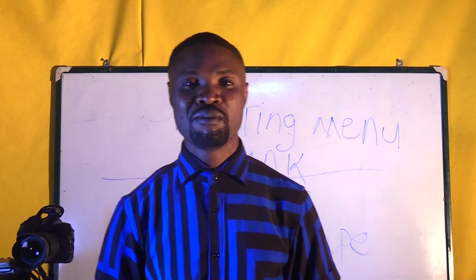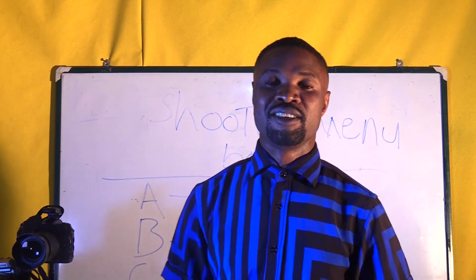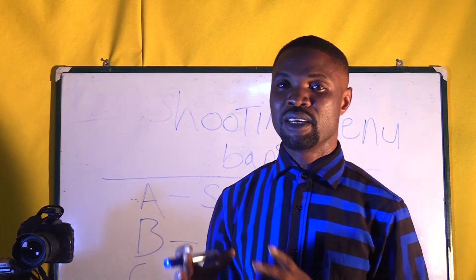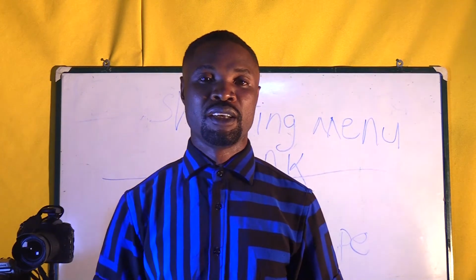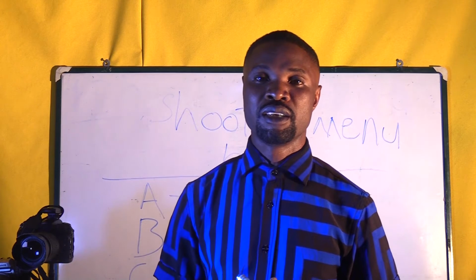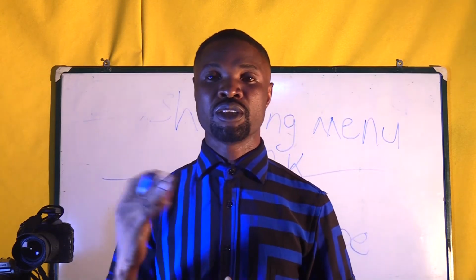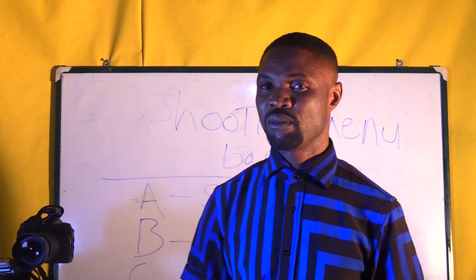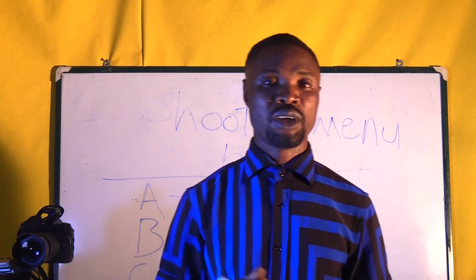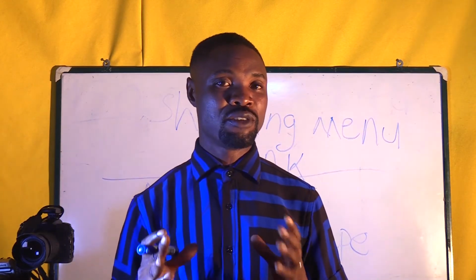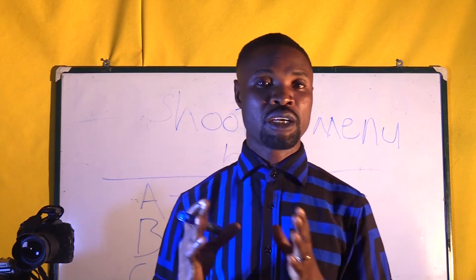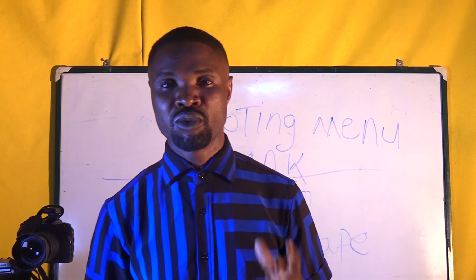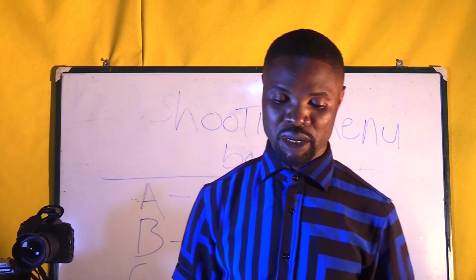Hello and welcome to the class. Today I'll be taking you through the shooting menu bank in your camera settings. If you look into your camera, you see the shooting menu bank, which is the first option on the camera. I know it's not all cameras that have this option, but almost all Nikon cameras have it, which we call the shooting menu bank.